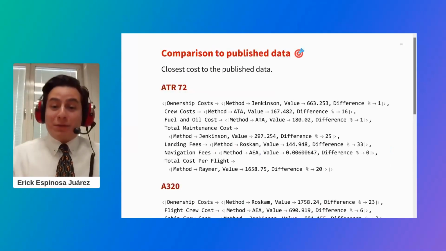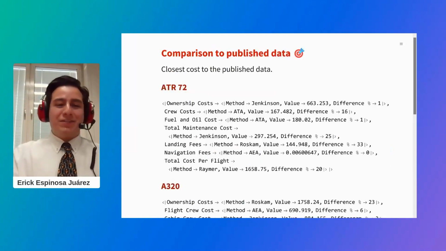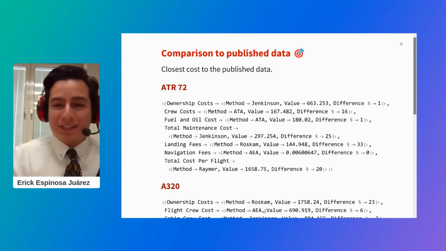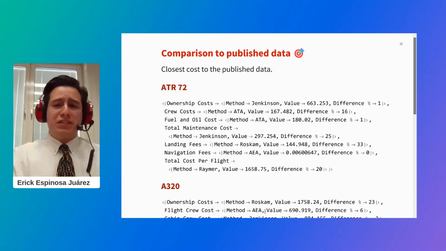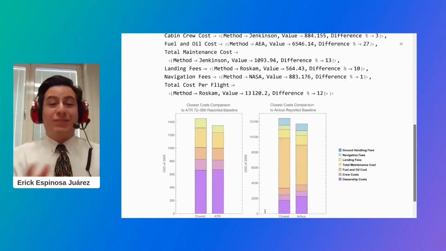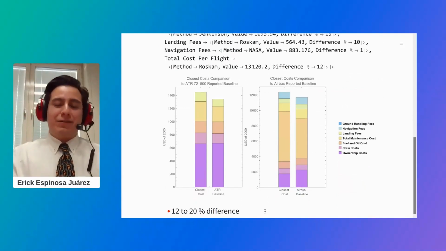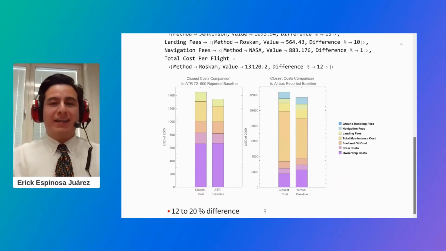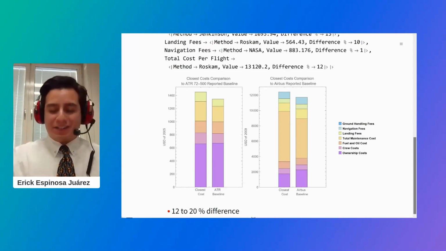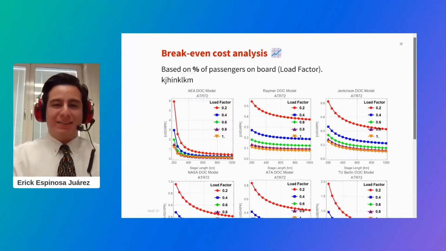Now let's compare this with the published data. The program searches, for example in the first case the ownership costs, for the method that gets the closest to the value ATR is publishing. And then we see the difference in percentage, just 1%. So if you pick the best of the best, we get this comparison. The first bar is the estimation, and the second bar is what's published by the manufacturer. So the disagreement is not huge. There is a 12 to 20% difference between the model and the estimation. And we can also do some break-even cost analysis.